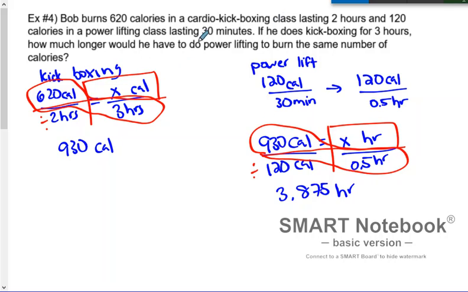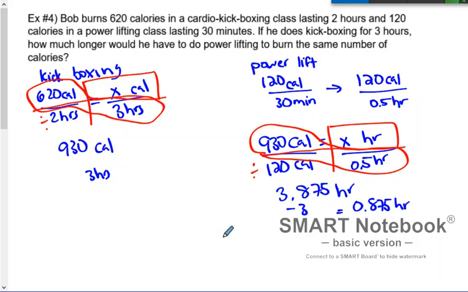Okay. So how much longer would he have to do powerlifting to burn the same number of calories? All right, so how much longer? Well, here he went for 3 hours, so 930 calories in 3 hours. Here's 3 hours. So this is the extra bit that's longer. So minus 3, and we get 0.875 of an hour longer. Now that's not 87 minutes, right? It's 0.875 of an hour.